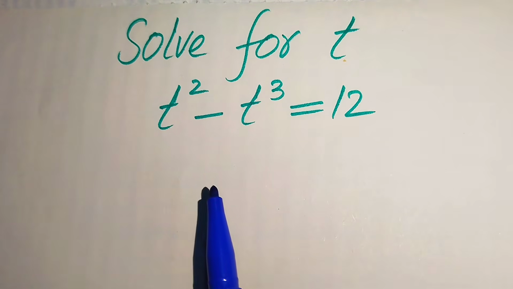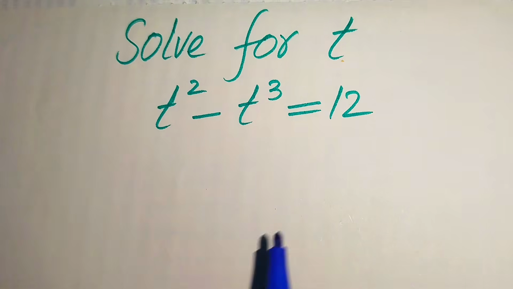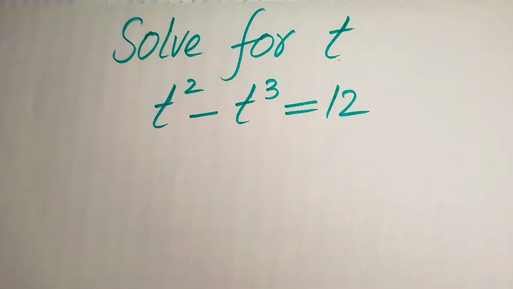So here we have t square minus t cubed equals to 12, and we solve this problem for all the values of t. So here you see that this is a cubic equation. This means that this equation has three roots, so we need to find all the roots of this equation.